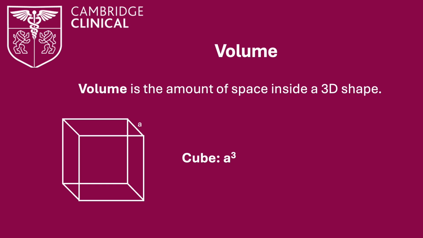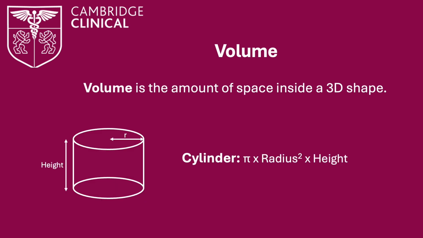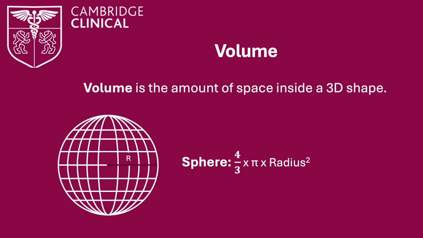Volume is the amount of space inside a 3D shape. The formula for volume of a cube is the side A to the power of 3, A cubed. The volume of a cylinder is calculated by multiplying pi by the radius squared by the height. And the volume of a sphere is found by multiplying 4 over 3 by pi and by radius cubed.